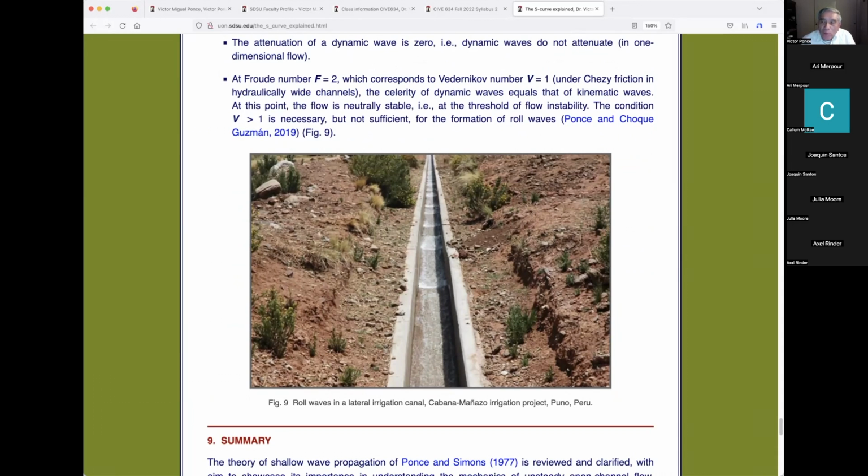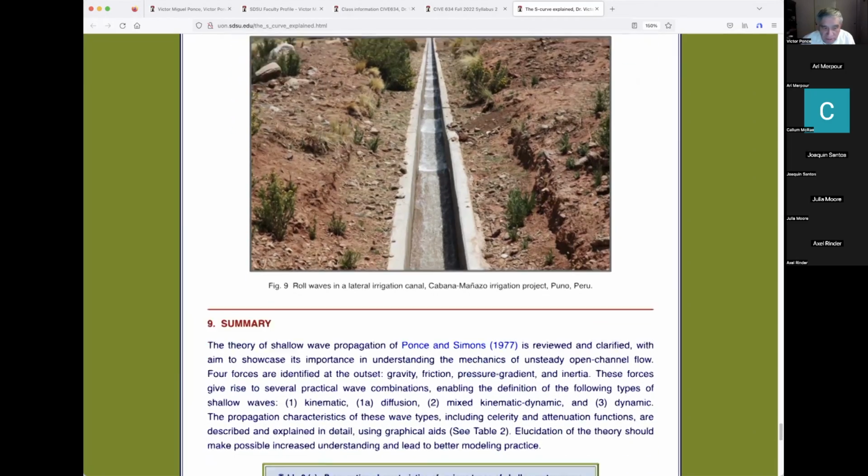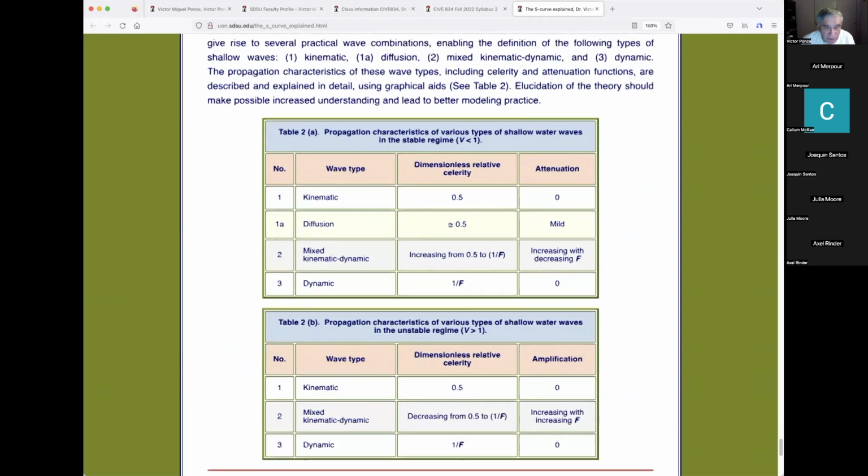Why don't we just have one wave? Why do we always have several waves in a train of waves? And this actually happens as a train of waves. I don't think anybody has seen out there one pulsating wave at Vedernikov 1.5 or something like this, because it is at Vedernikov greater than 1 that these waves happen. It's an absolutely necessary condition for the formation of a roll wave that the Vedernikov number be greater than 1, which is Froude number greater than 2. So that's the summary over here.